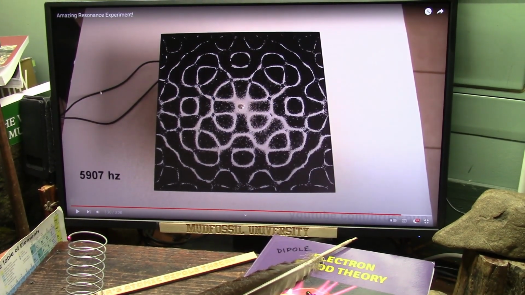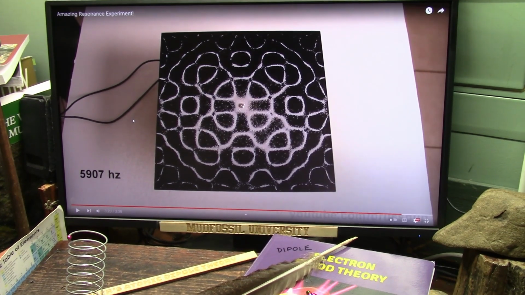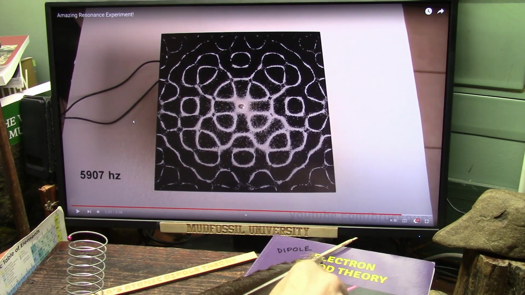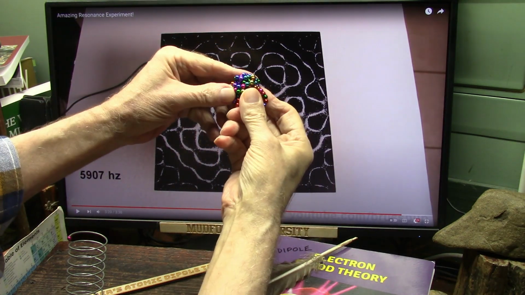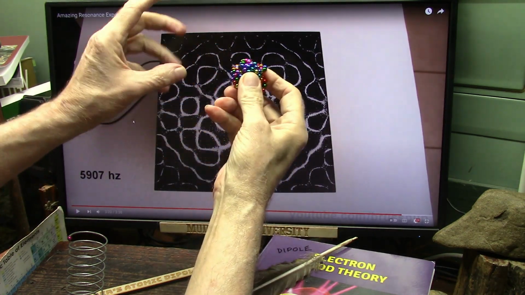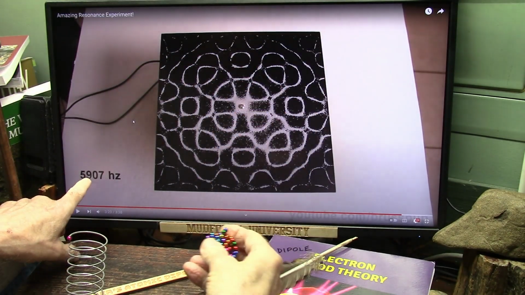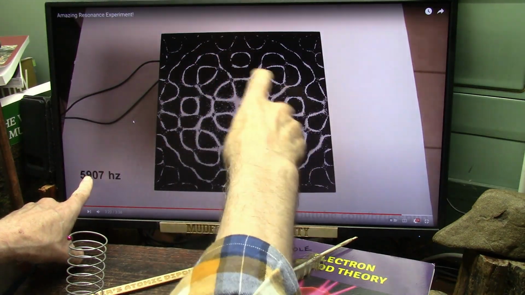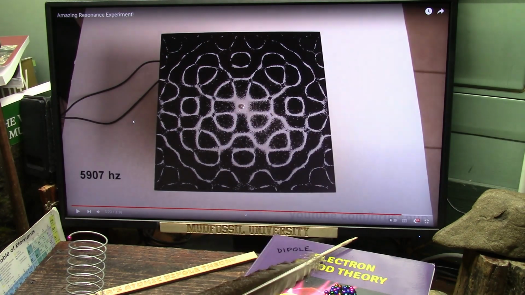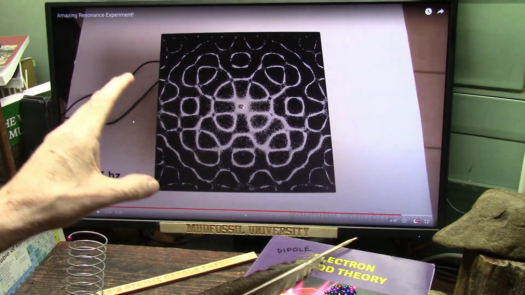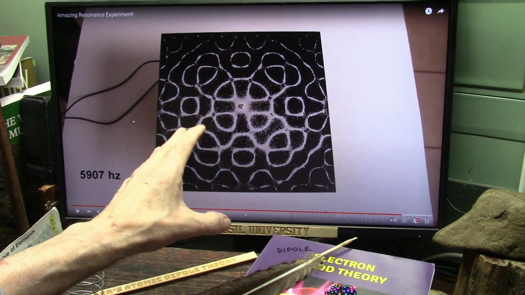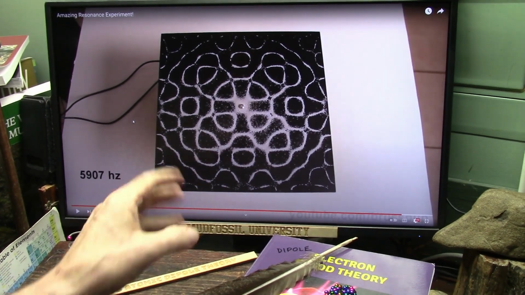So there's something going on with the frequency versus the quantity. There's some equation you could probably have saying the quantity of electrons relates to the frequency, and it does. 5907 makes this number of particles. There's a lot to think about here, but this is a lot closer than anybody else is at right now.